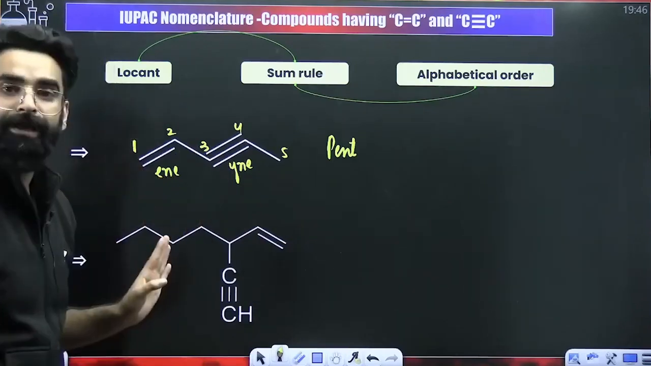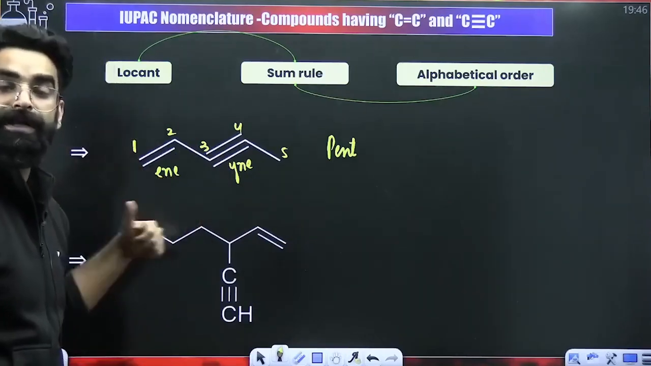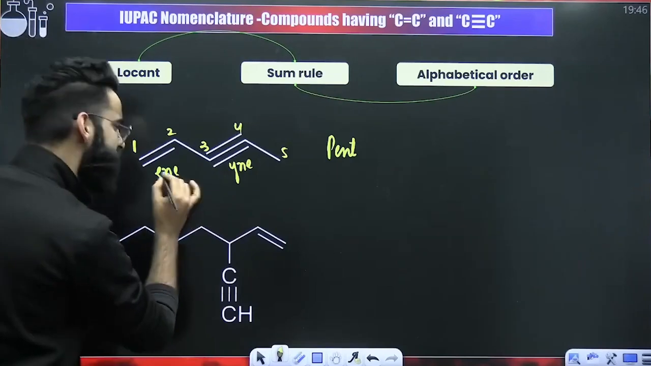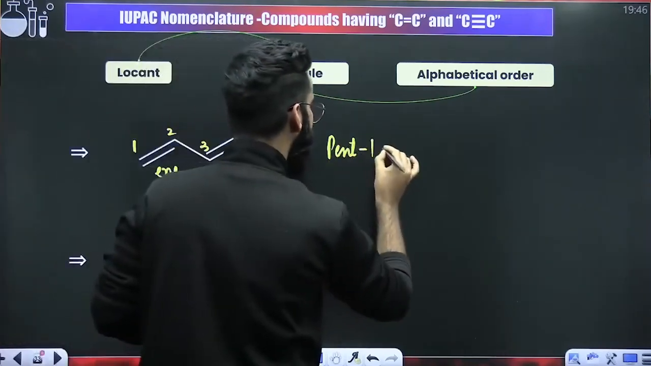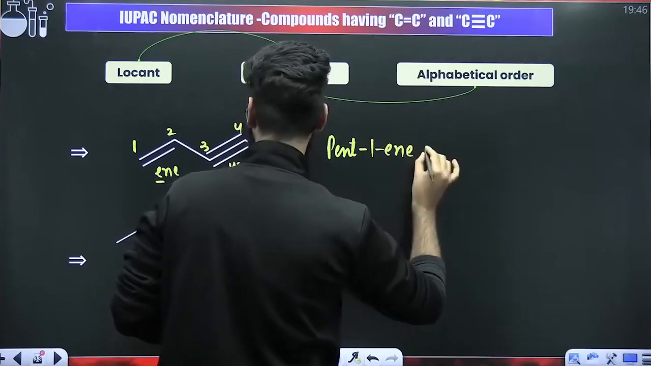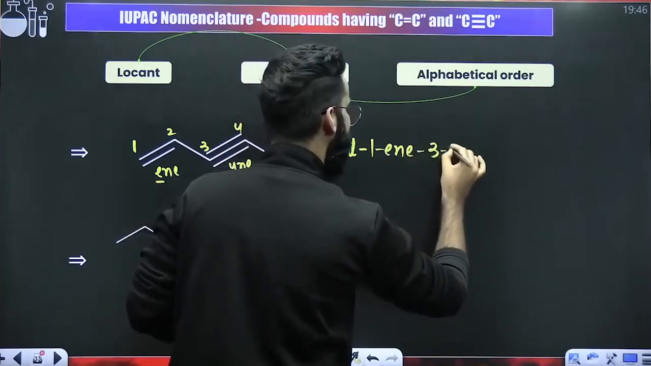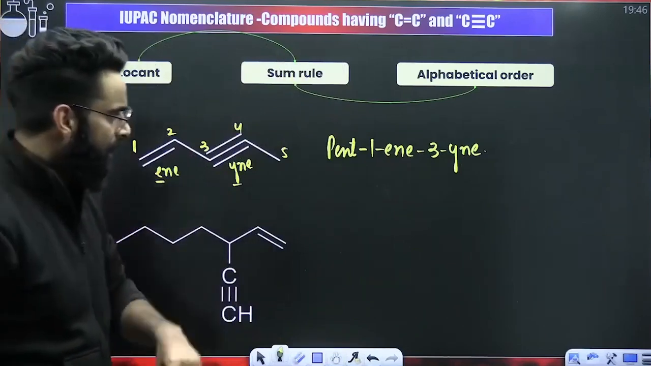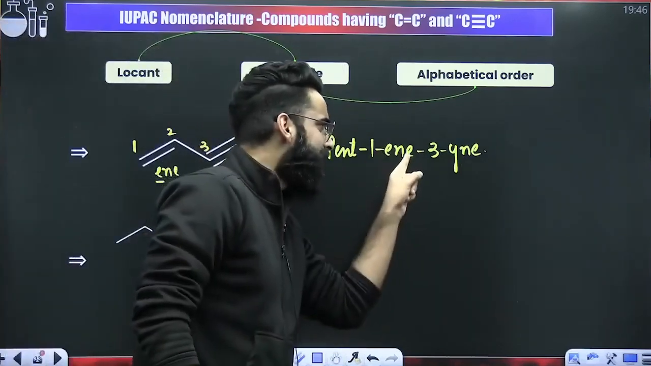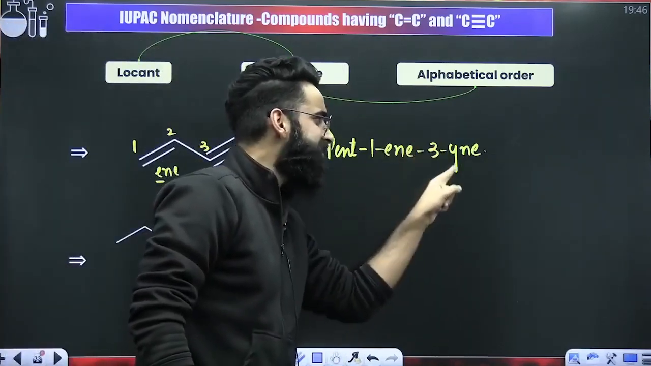Now, ene starts with E. Ine starts with Y. Alphabetically, which one to prioritize? E comes first, then comes Y. So I'll prioritize this first. So I'll write pent, 1, and this is going to be ene. And at carbon number 3, you have got ine.